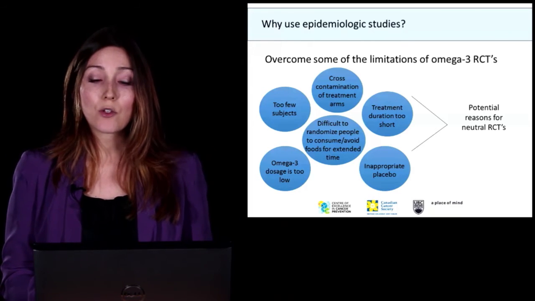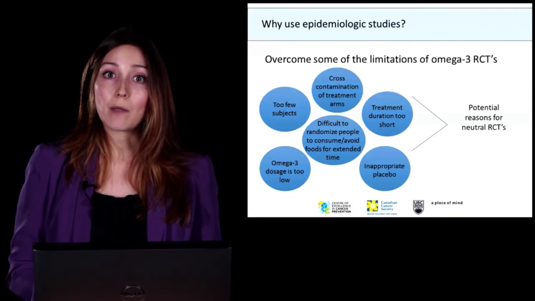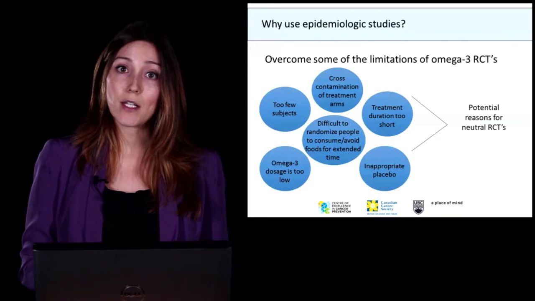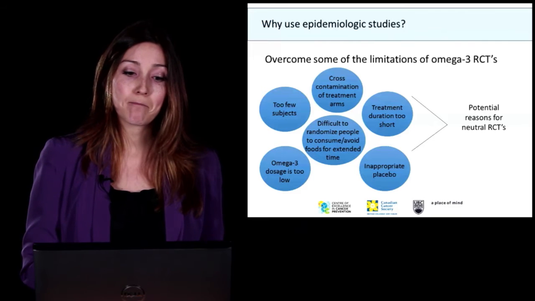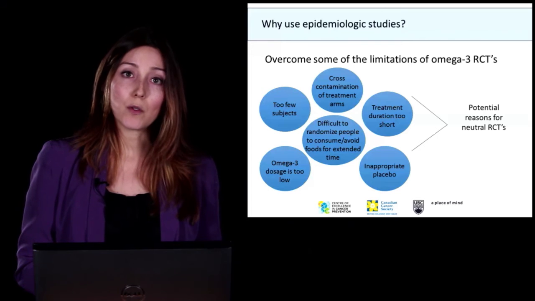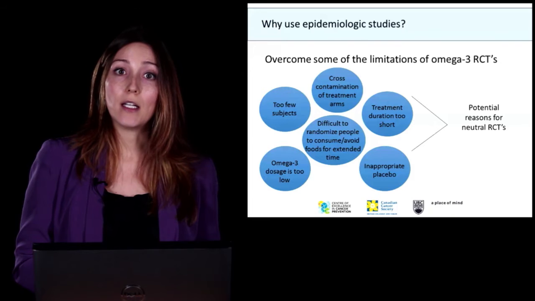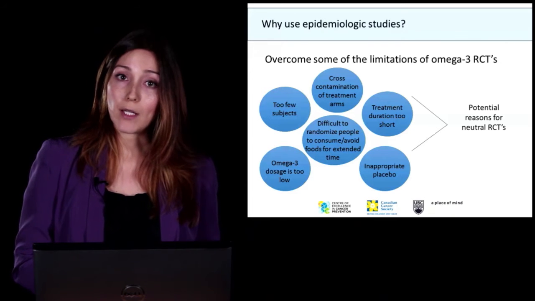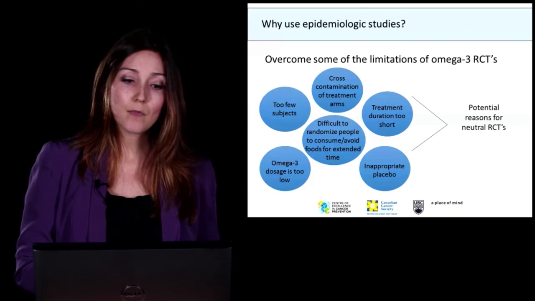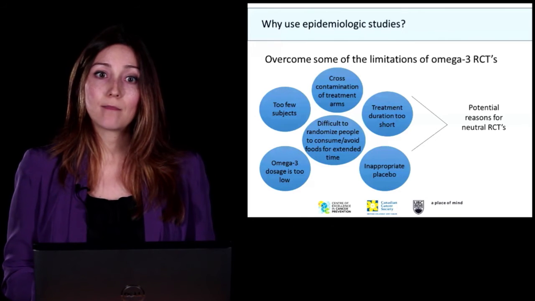It's possible that the treatment duration is too short. There's also debate about the use of an appropriate placebo. Oftentimes olive oil is used, which also has health benefits, including cardiovascular benefits. It's difficult to randomize people to consume or avoid foods that contain omega-3s. So asking people to avoid consuming value-added products like omega-3 eggs as well as fish can be difficult for extended periods of time. Omega-3 dosage may be too low and there may be too few subjects.